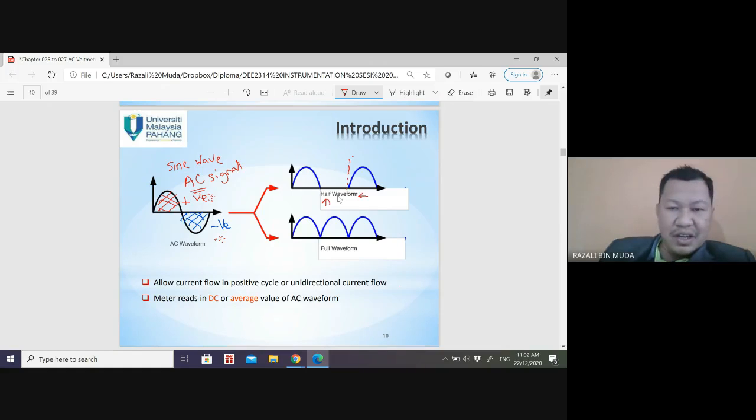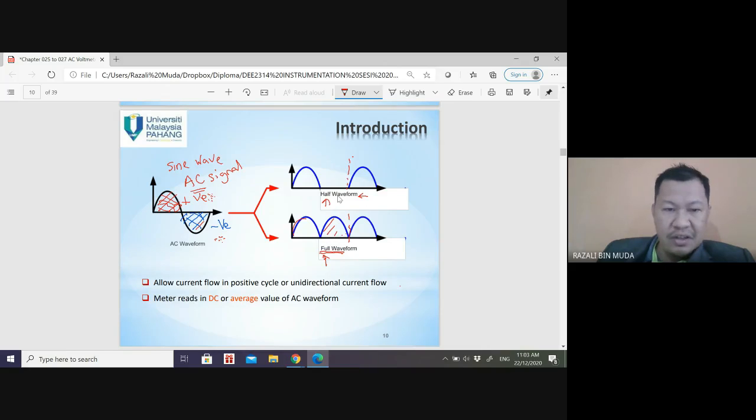Okay. On the other hand, for full wave rectifier, you have both positive and negative, but this time the output is all positive. The negative becomes positive. So this is the positive cycle here, but the next cycle, the negative becomes positive. Once you have a full cycle, but the negative becomes positive, that is called full wave rectifier. Okay, so it allows current flow in positive cycle or unidirectional current flow.